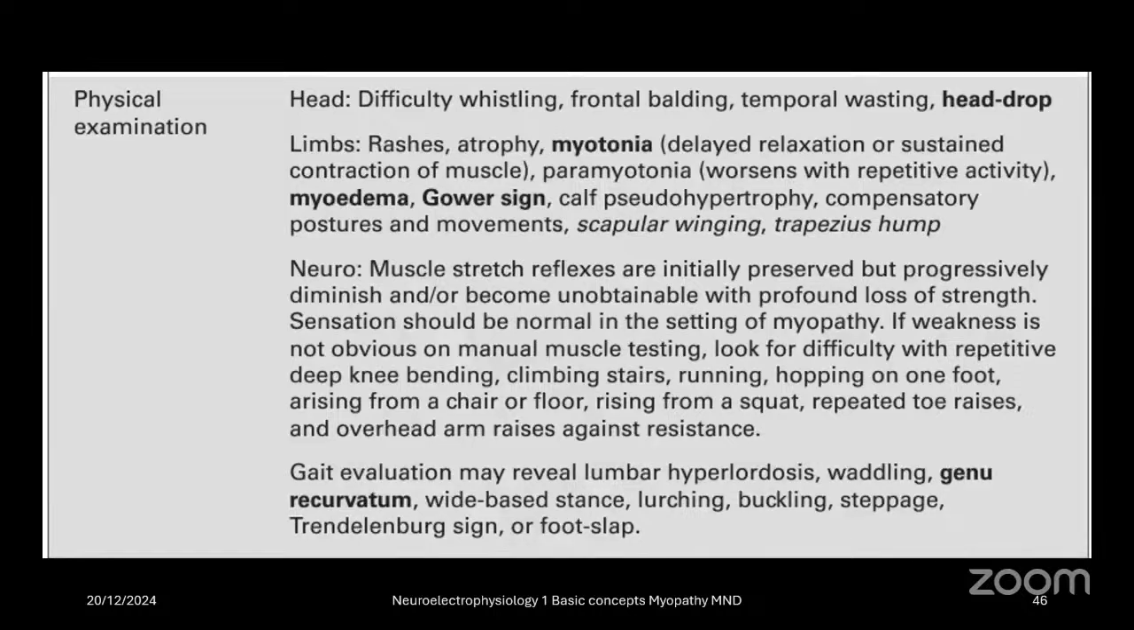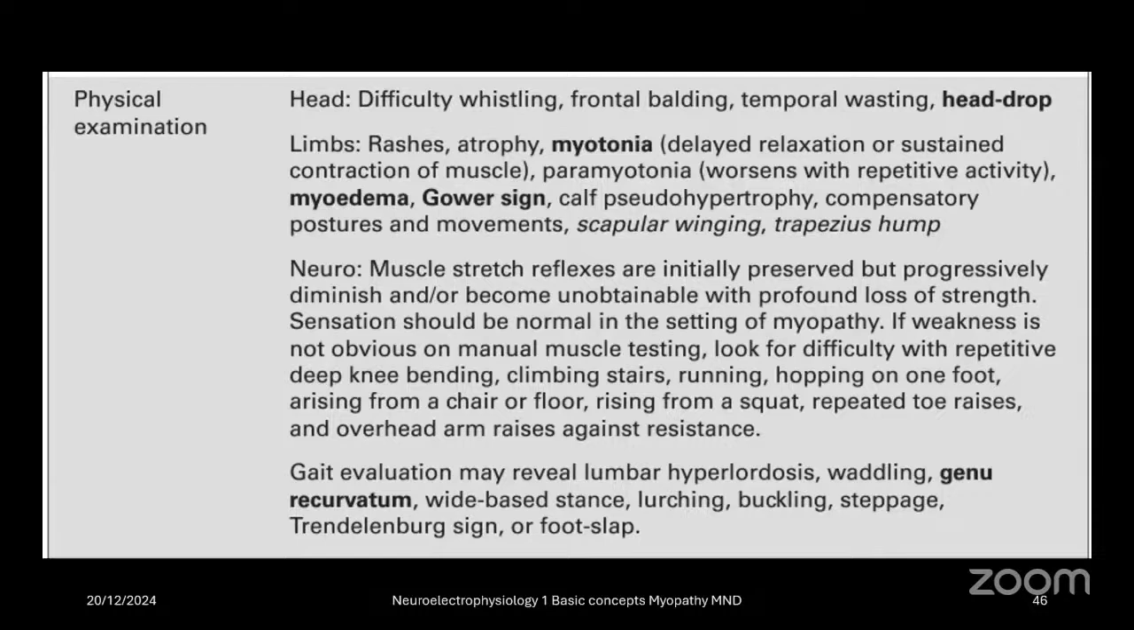Muscle stretch reflexes are initially preserved, but progressively they also diminish. They become unobtainable with profound loss of strength. The sensation should be normal in the setting of myopathy: no sensory symptoms, no sensory findings. If weakness is not obvious on manual muscle testing, you have to look for difficulty with repetitive deep knee bending, climbing stairs, running, hopping on one foot, arising from a chair or floor, arising from a squat, repeated toe raises, overhead arm raises against resistance, and toe walking and heel walking. All these things you have to test to observe for any masked weakness.